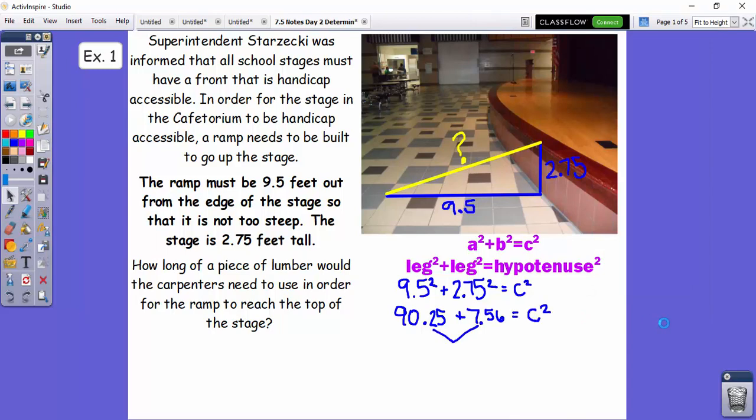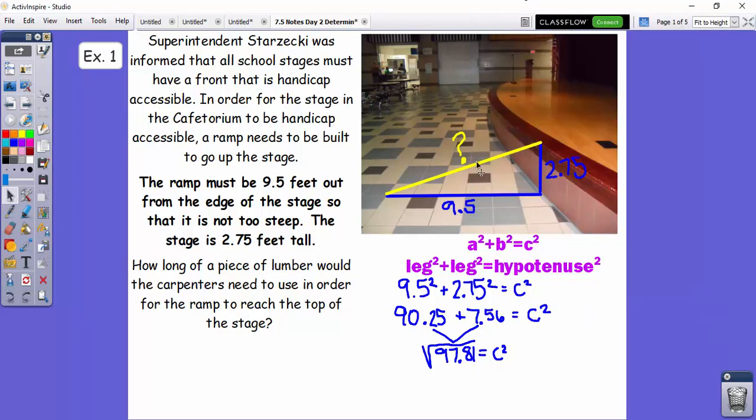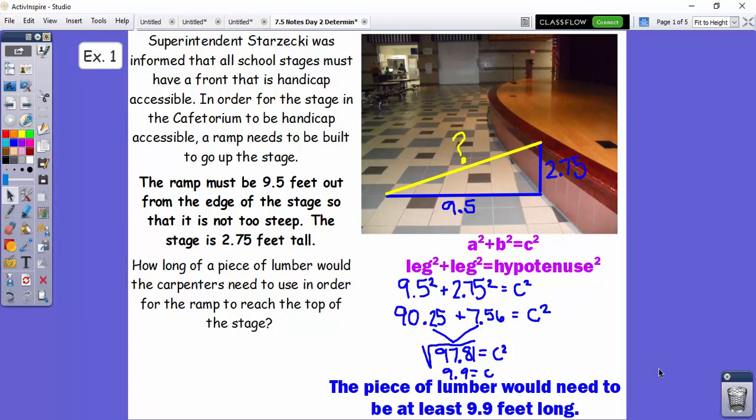When I add those together, I get 97.81, which equals c squared. When I take the square root of 97.81 to get my hypotenuse, I get 9.889, so we will round that up to 9.9. So therefore, if I was going to build this ramp out of one piece of lumber, I would need a piece of lumber that would be at least 9.9 feet long.